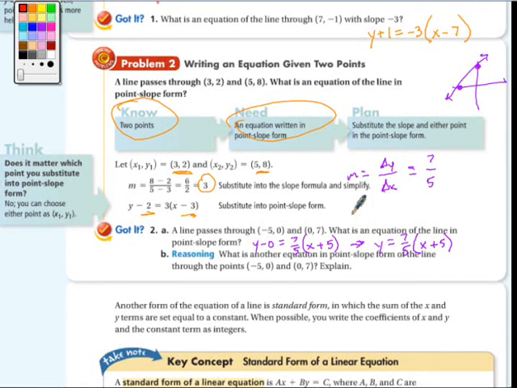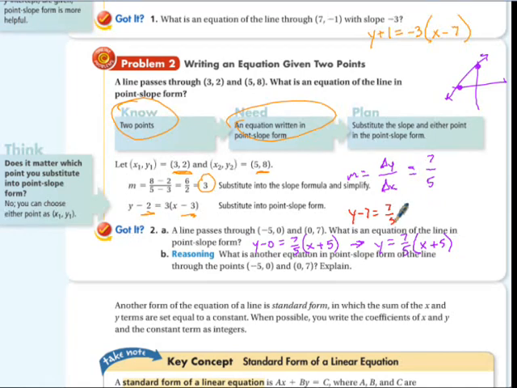Alright? If I want to choose the other point, I have y minus 7 equals 7/5 times x minus 0. Again, I can simplify this because I know what x minus 0 is. I could write y minus 7 equals 7/5 x.